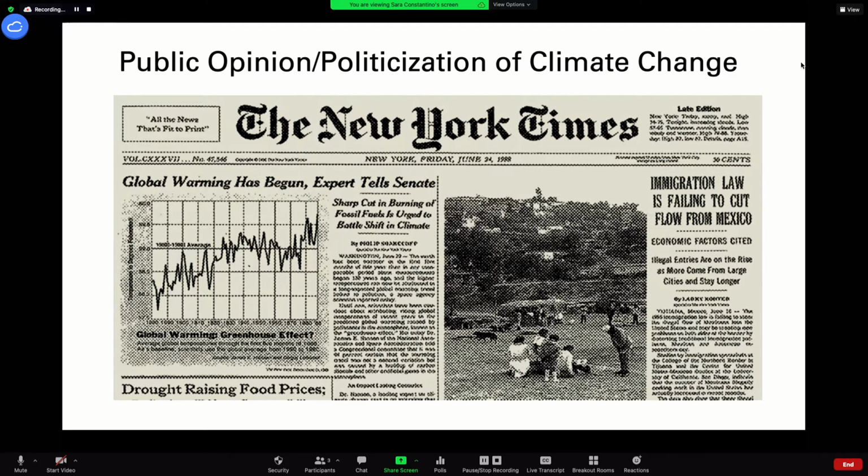There had been many concerns. There was an environmental movement that predated this, and a lot of it was about more local pollution, so pollution of local water systems, local air pollution. But this was one of the first times that global warming really became a public issue on a mass scale.